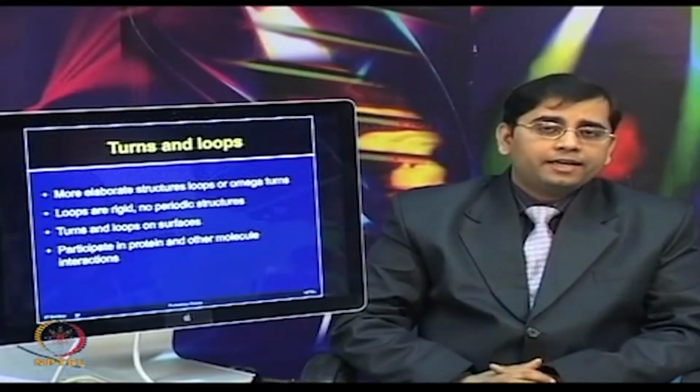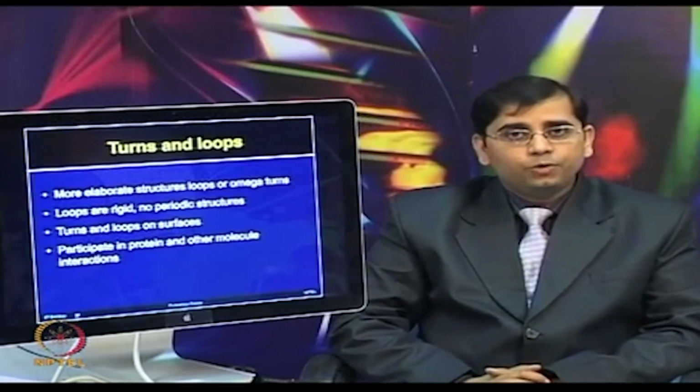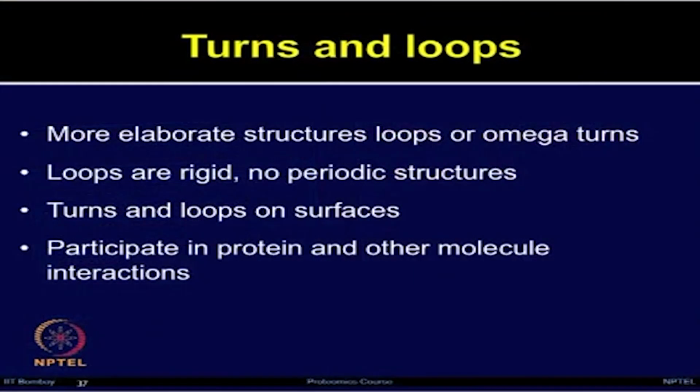Another category of secondary structures are turns and loops. These are more elaborate structures, loops or omega turns, which also perform chain reversal. Loops are rigid and well defined. These are not periodic structures. The turns and loops are present on the surface and participate in various important properties of proteins and other biomolecule interactions.